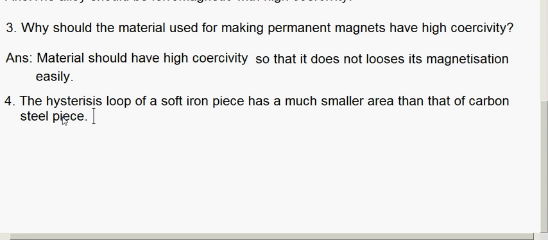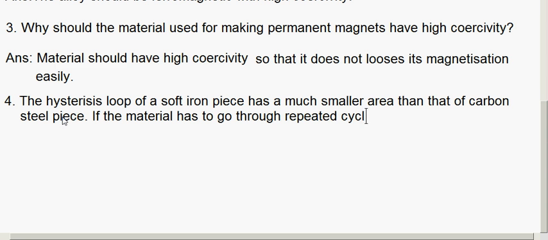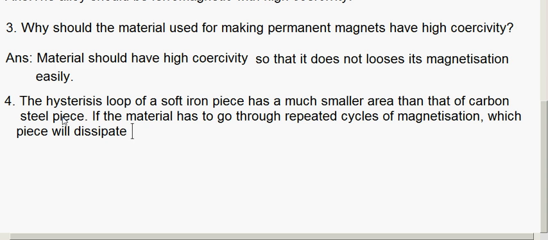If the material has to go through repeated cycles of magnetization, which piece will dissipate greater heat energy?